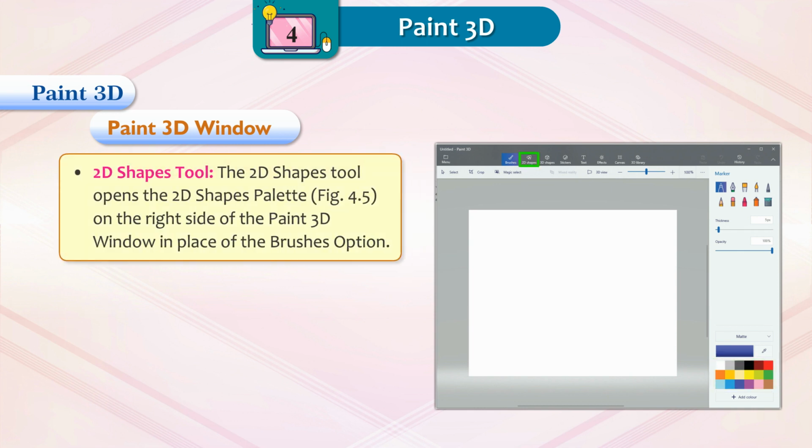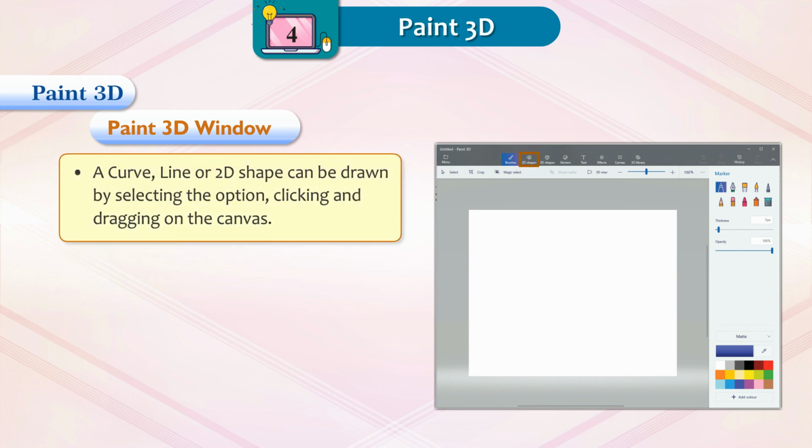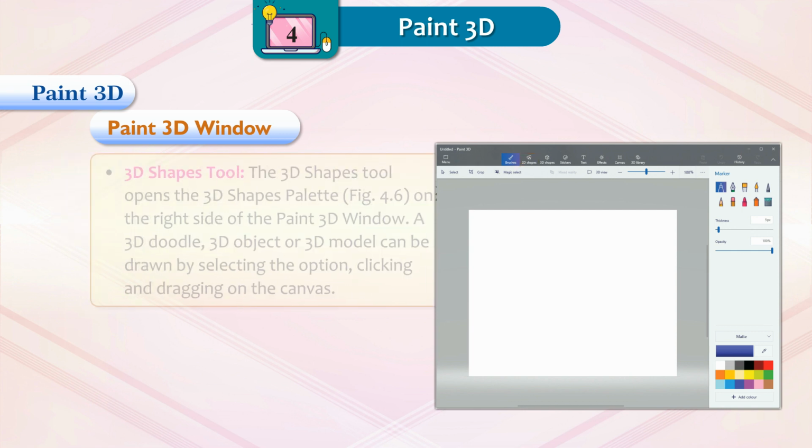2D Shapes tool. The 2D Shapes tool opens the 2D Shapes palette on the right side of the Paint 3D window in place of the Brushes option. A curve, line, or 2D shape can be drawn by selecting the option, clicking and dragging on the canvas.